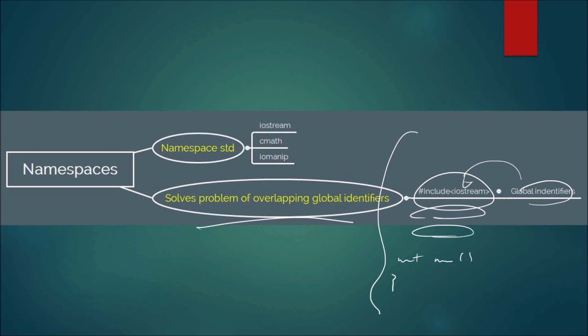If a global identifier in a program has the same name as one of the global identifiers from the header file, the compiler generates a syntax error. All right, so we want to avoid that, and we can by using namespaces.